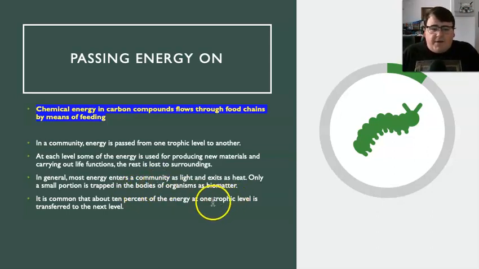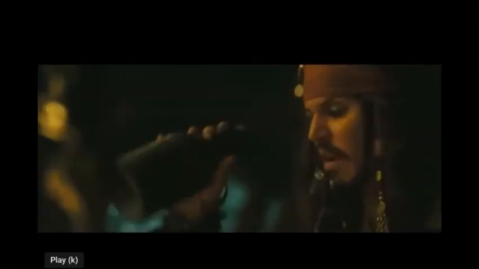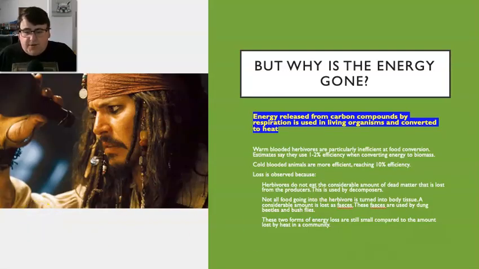Only a very small portion is trapped in the bodies of an organism, and that energy that's stored in the organism we call biomatter, or biomass. It's common that about 10% of the energy at one trophic level is transferred to the next level, which we'll look at a little bit more. But we also need to talk about why this energy is disappearing so much. Why is the energy always gone? Which is where we get to at this point here.